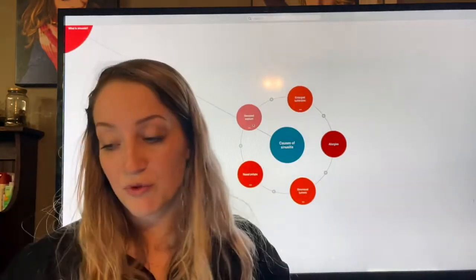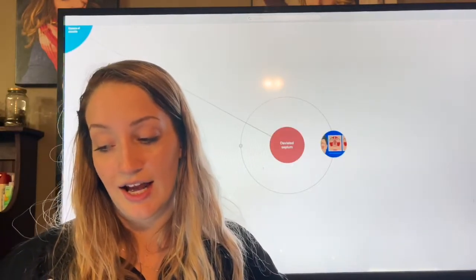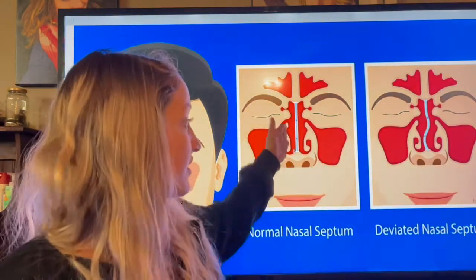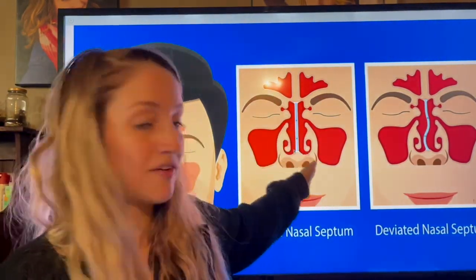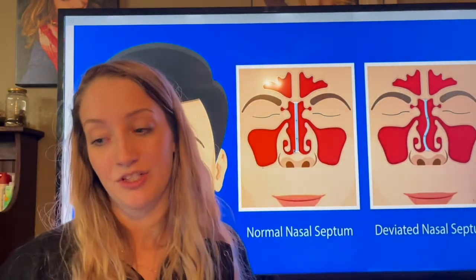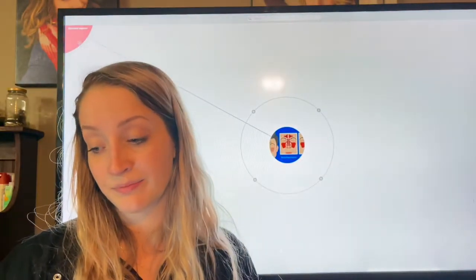The first one we'll start with is a deviated septum. And I have provided a picture of what a deviated septum is. It's just the septum that runs down the nose, and if it's pushed off to the side, that can cause some inflammation in the sinus cavity and ultimately lead to sinusitis.